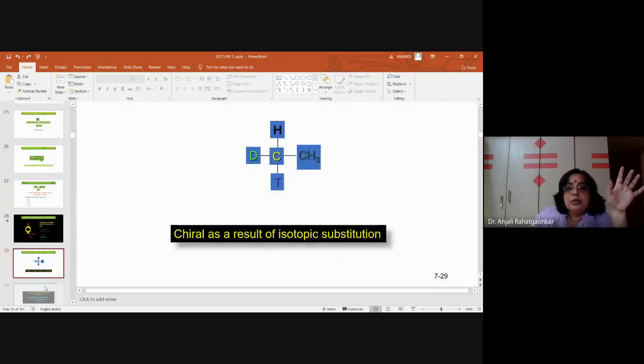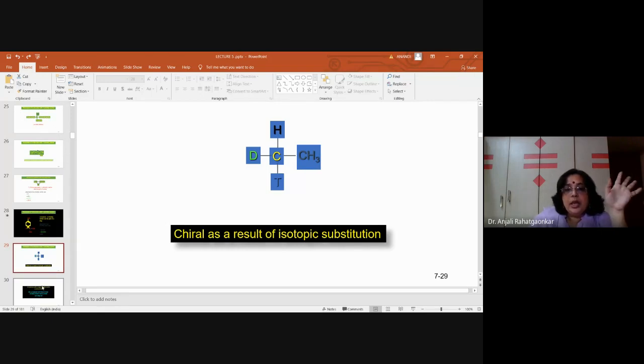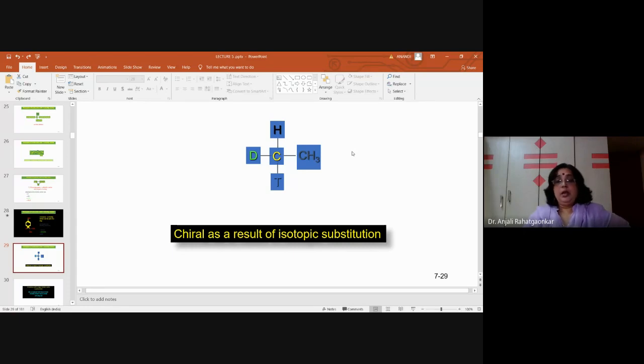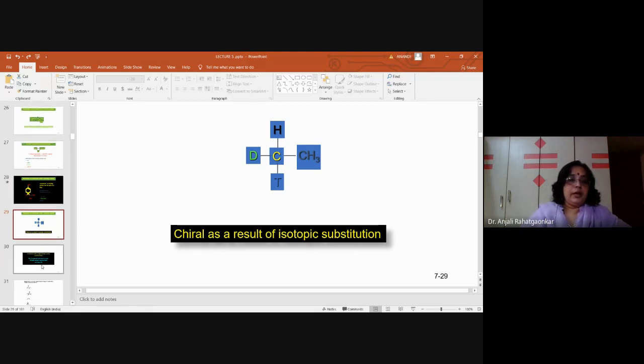All right, here also it is something similar, but this is isotopic substitution. Now tell me whether it is chiral or achiral. Chiral. It is chiral because the hydrogen is replaced by deuterium and tritium. So they are isotopes and everything is different. So this molecule is a chiral molecule. All right.